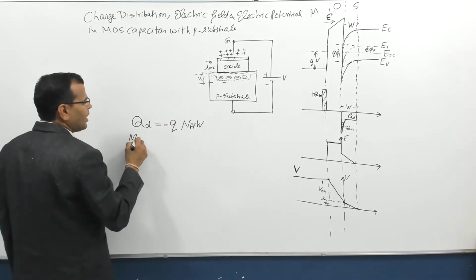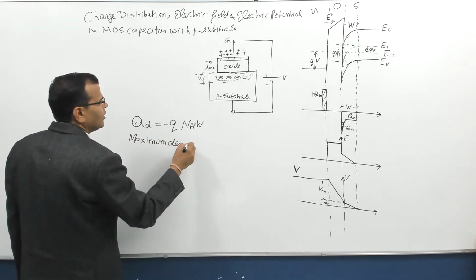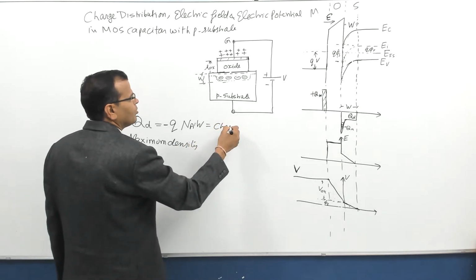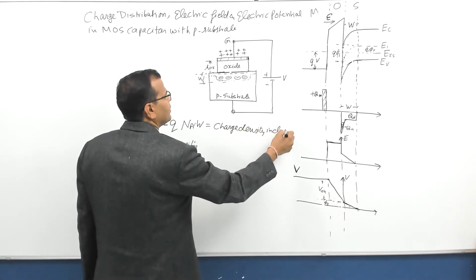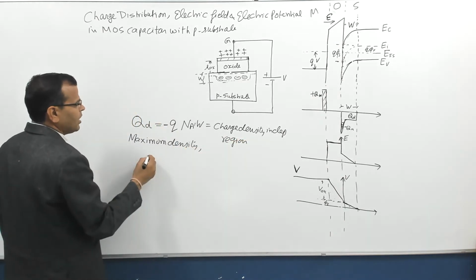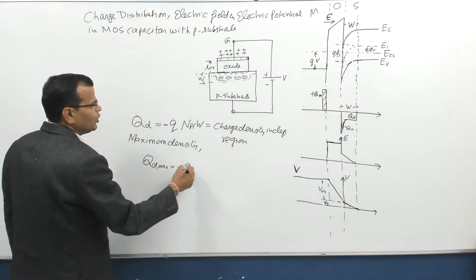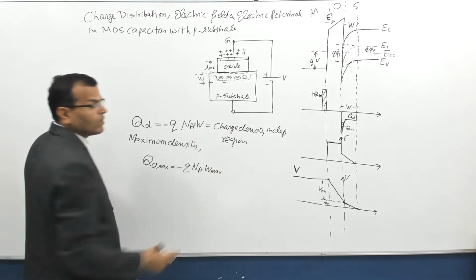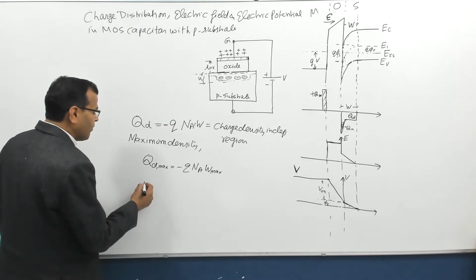What is the maximum charge? Maximum charge density, you can say, this is charge density, not charge, in the depletion region, right? So here, what is the maximum charge density? QD will be maximum when W is maximum. And if you remember, what is the maximum value of W?